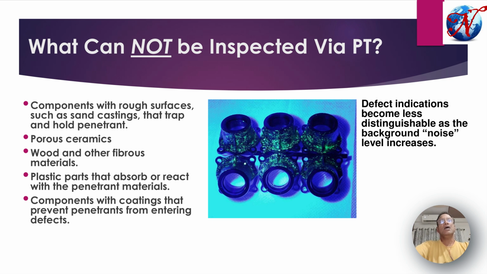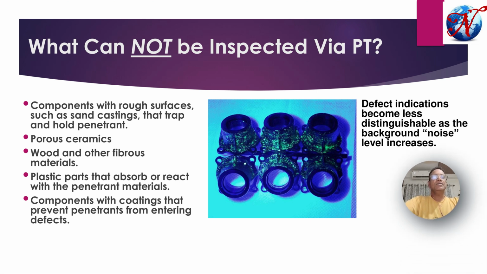Porous ceramics, wood and other fibrous material, and certain kinds of plastics which can take part in chemical reactions with the penetrant, cleaner or developer, that means the chemicals we use in penetrant testing, if they react with that particular type of plastic component, they can peel it, and this kind of material cannot be inspected by penetrant test. And components with coatings that prevent the penetrant from entering the cavity, so any kind of painted part, material which has been painted, wrapped or coated, this kind of material cannot be inspected by penetrant test.